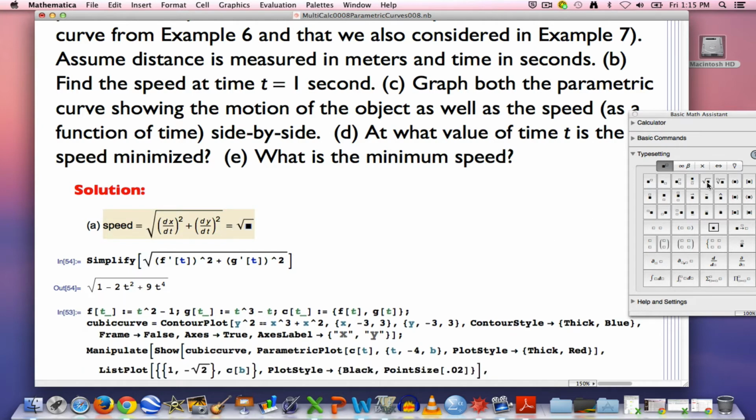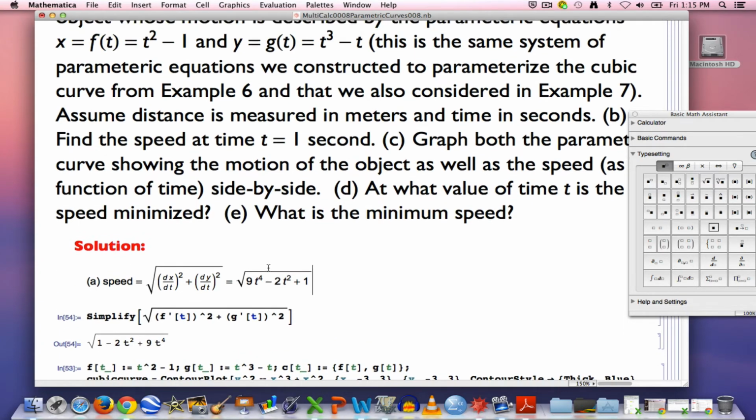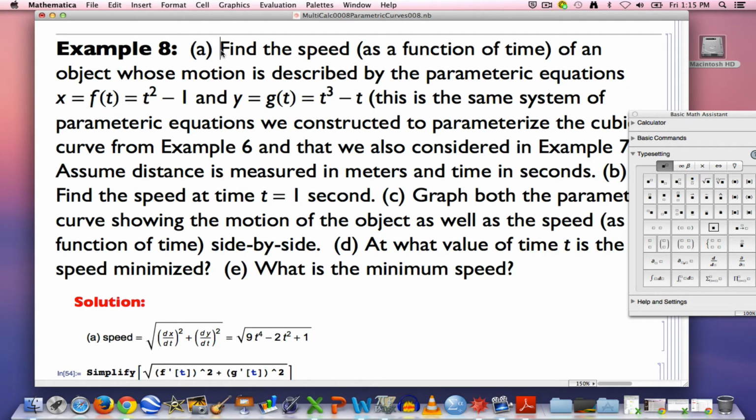So the answer for the speed as a function of time, written in a standard way, would be square root of 9t to the fourth minus 2t squared plus 1. You should try that by hand. Take those derivatives, square them, add them, take the square root. That's the speed as a function of time. That is the answer to part A. We found the speed as a function of time.